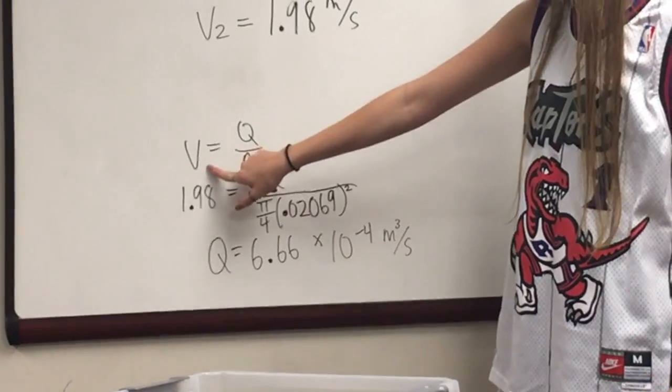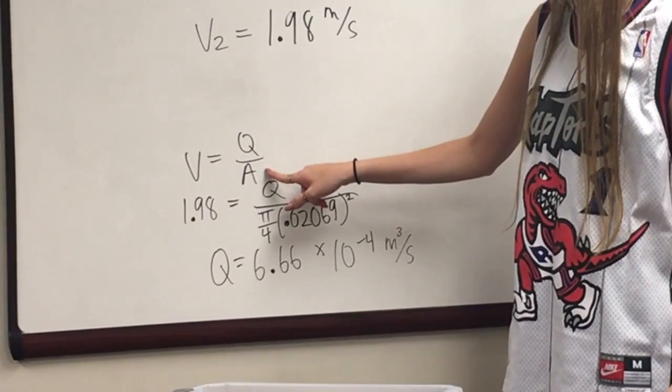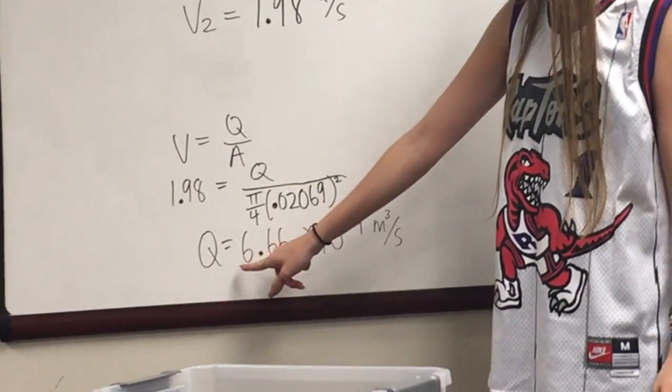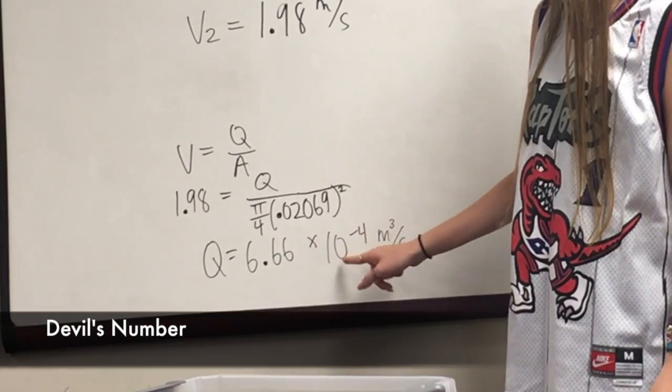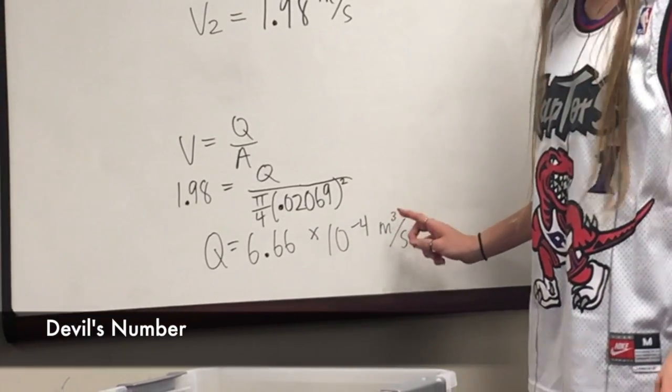Okay, since velocity equals volumetric flow over area, we get for the volumetric flow 6.66 times 10 to the negative 4th meters cubed per second.